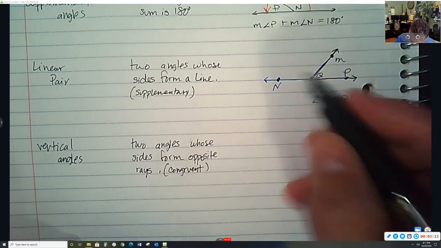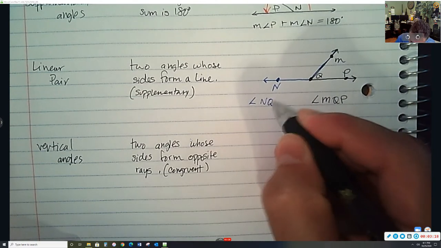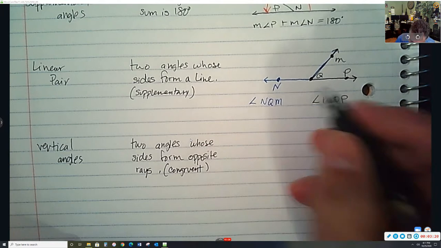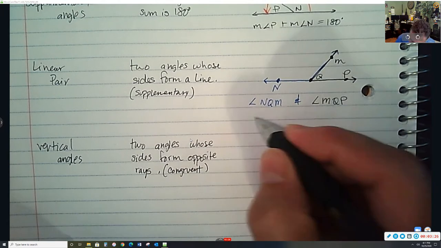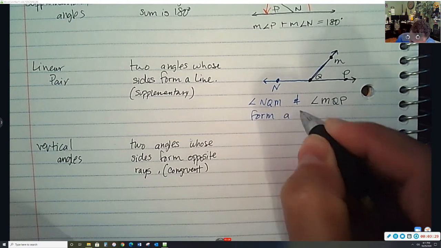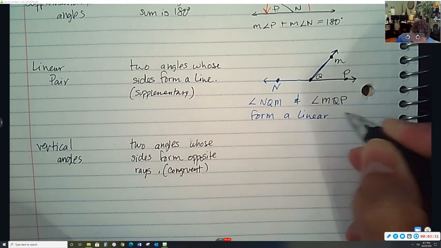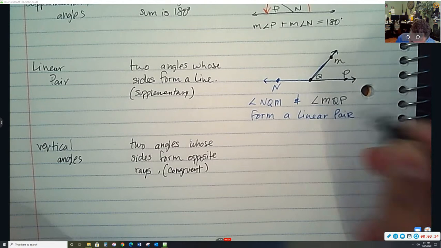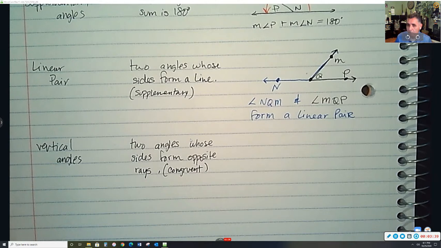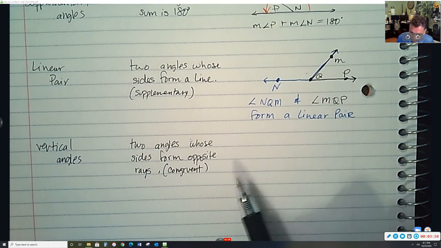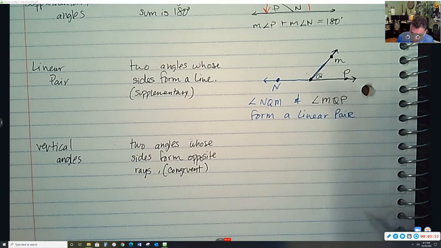Okay, and then those two angles together, angle NQM and angle MQP, they form a linear pair, right? And then together they equal 180 like this guy up here, but that's something else. So here we have, the next one is vertical angles. Again, some students struggled with this, but hopefully the way I draw it out today, you won't struggle with it, but let's go over it and see what happens.